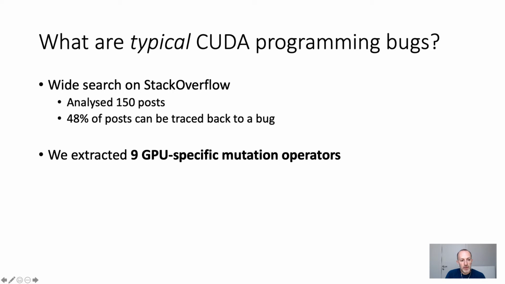We started our investigation by performing a wide search on Stack Overflow. We analyzed 150 posts in detail and came to the conclusion that 48 of these posts can be traced back to a CUDA programming specific bug. By analyzing these posts, we extracted 9 GPU-specific mutation operators.